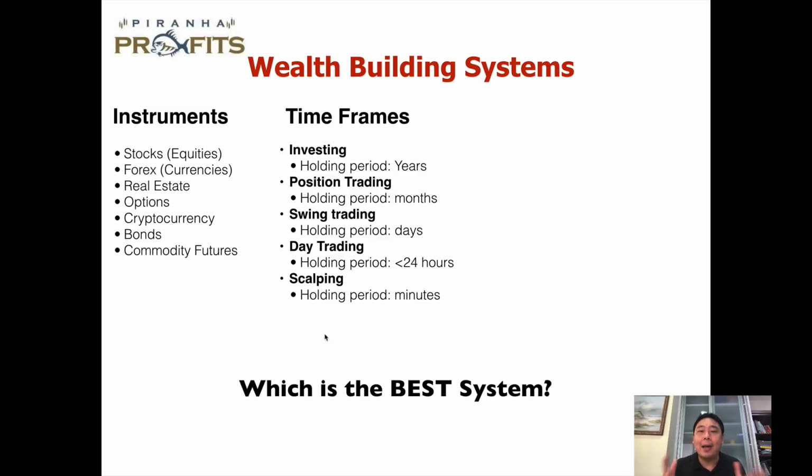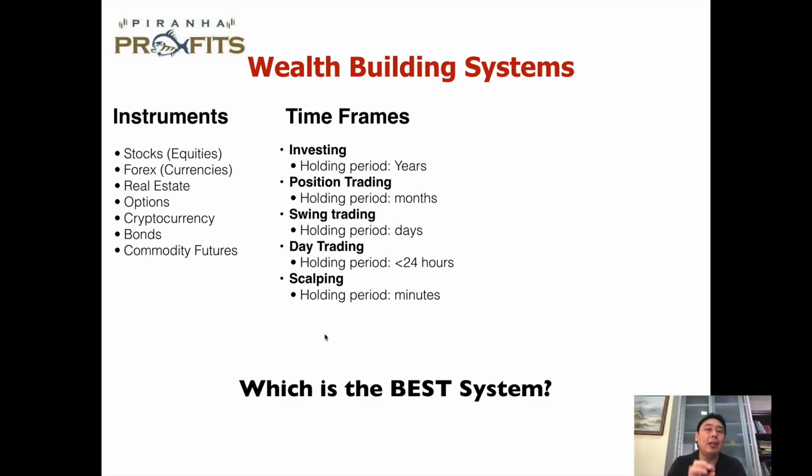So, which is the best time frame? The answer is the time frame that suits your lifestyle. Okay? Depends on how many hours you have to look at the market every single day. If you don't have much time to look at the market every single day, you have to take a longer time frame. If you got more time, you look at it more every day.